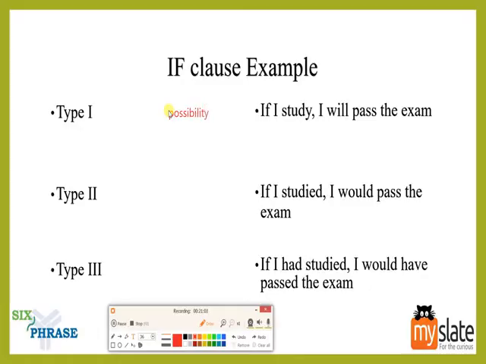If I do this, then I will get this, right? If I study, I will pass the exam. It is as simple as that. If I don't study, I will not pass the exam. It means that. Okay.